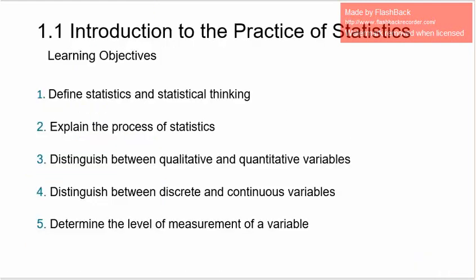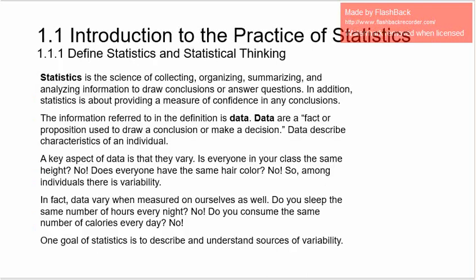In this section, we are going to define statistics and statistical thinking, explain the process of statistics, distinguish between qualitative and quantitative variables, distinguish between discrete and continuous variables, and determine the level of measurement of a variable.